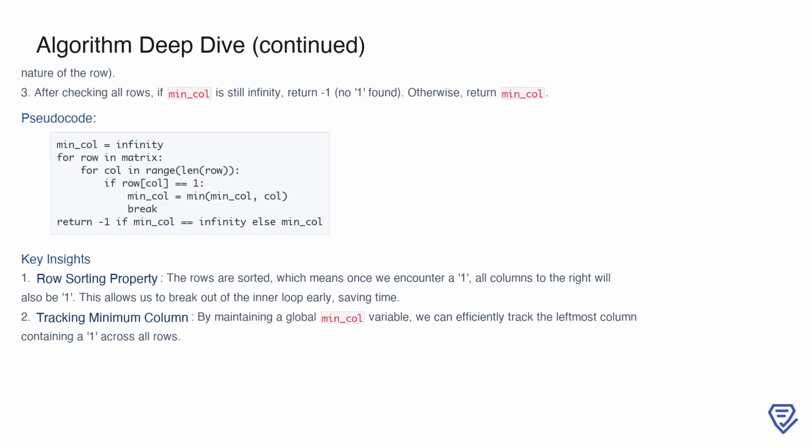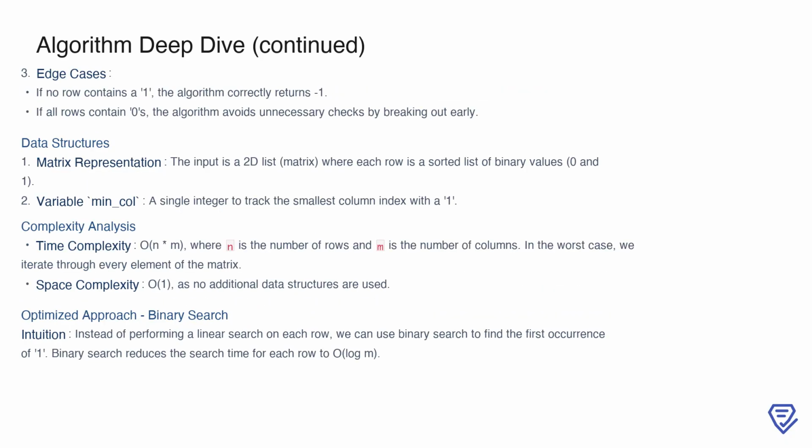The key insights here are that the sorting property of the rows allows us to stop the search early once we encounter a 1, and we use a global variable min_call to track the leftmost column containing a 1. This approach is simple to implement and works well for smaller matrices. Additionally, there are some important edge cases to consider.